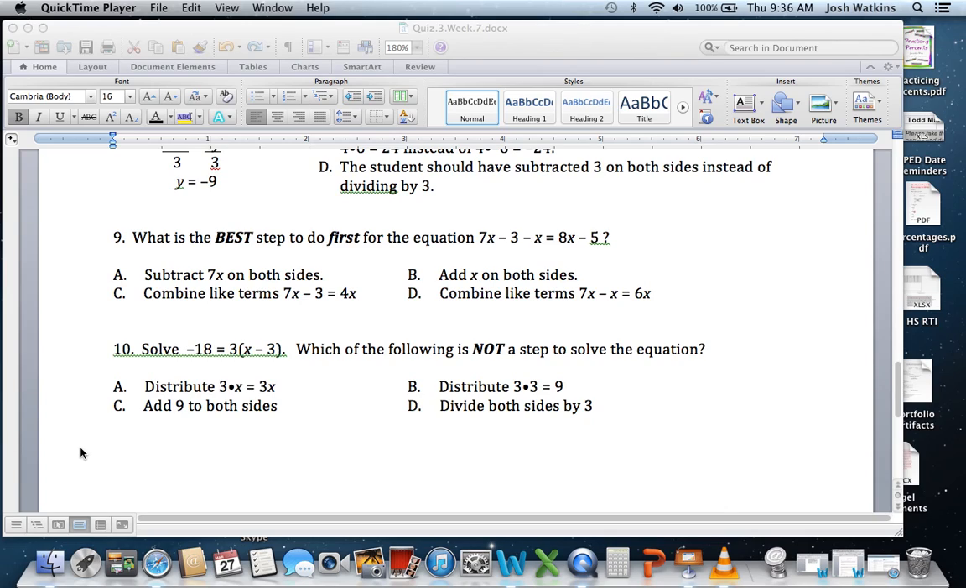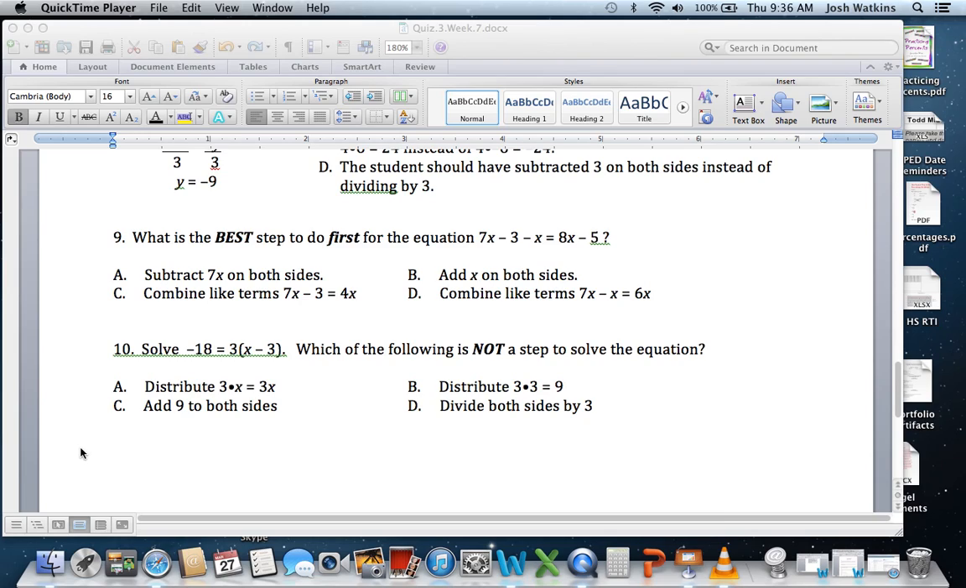Number 10. Solve negative 18 equals 3 times the quantity x minus 3. Which of the following is not a step to solve the equation?